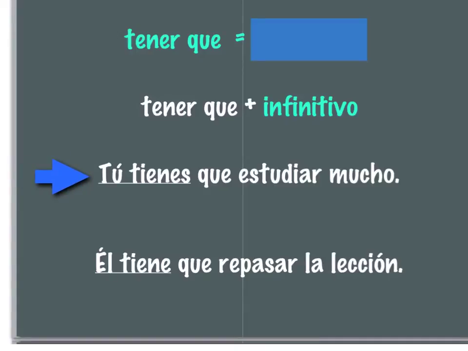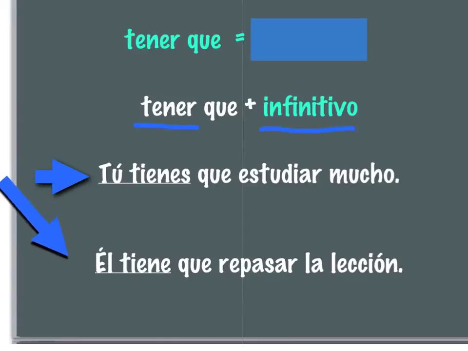If you notice, only the first verb, which in this sentence is tener, is conjugated. Tú tienes que. Estudiar is not conjugated. That form stays in the infinitive. Tener que, conjugate the tener form, but leave the second form in the infinitive. Let's look at another example.